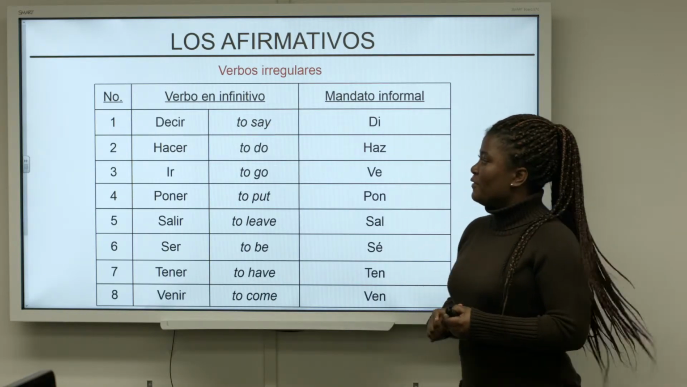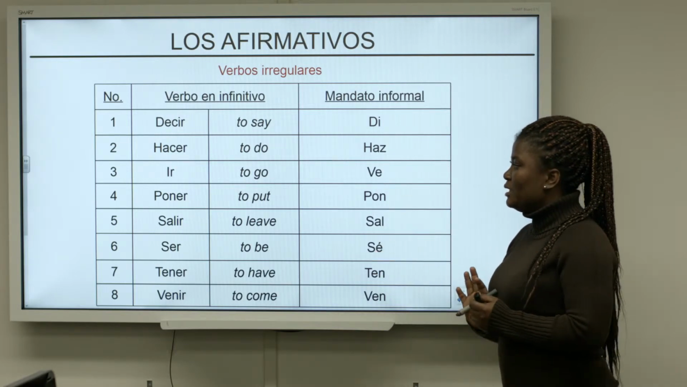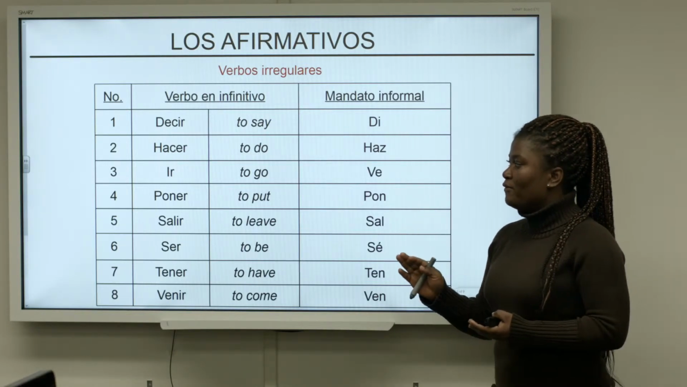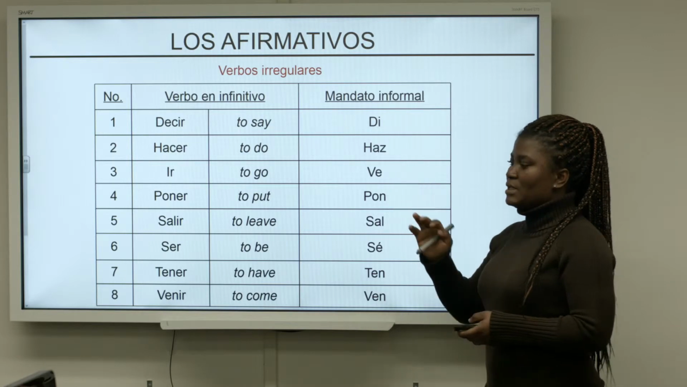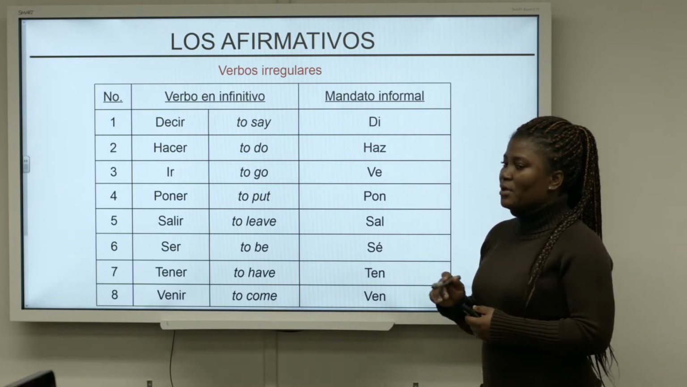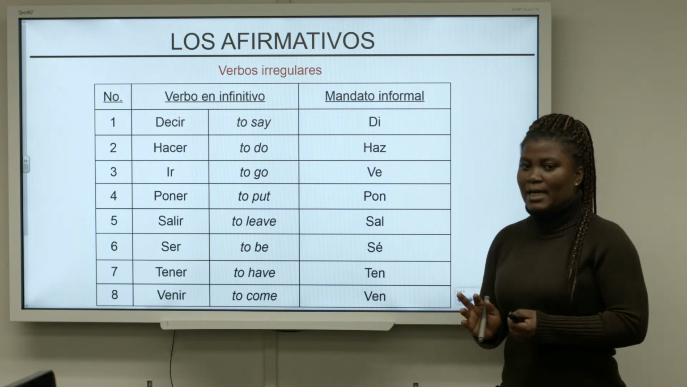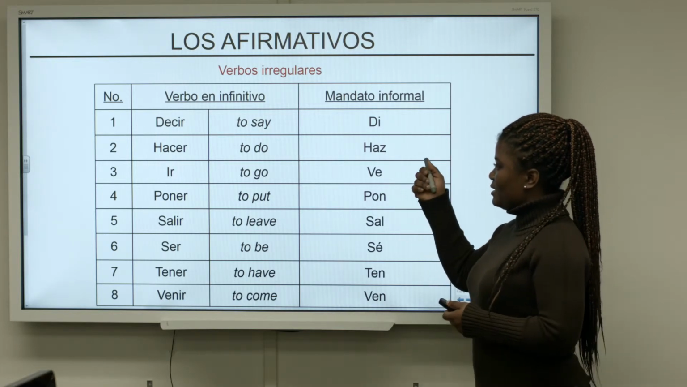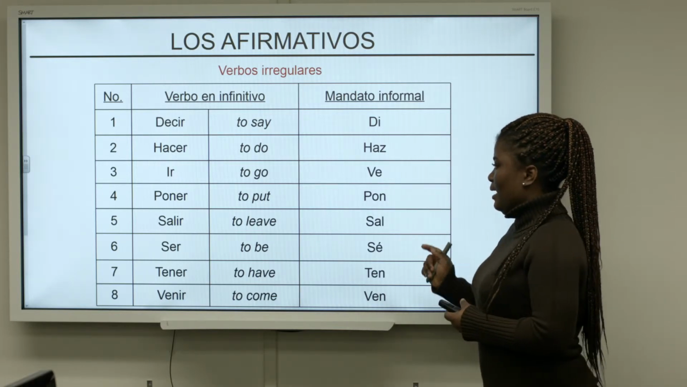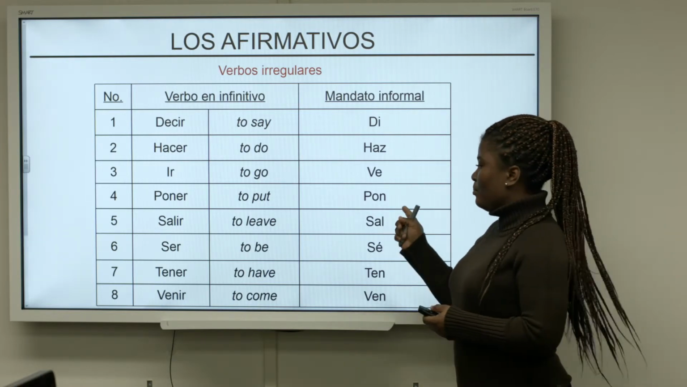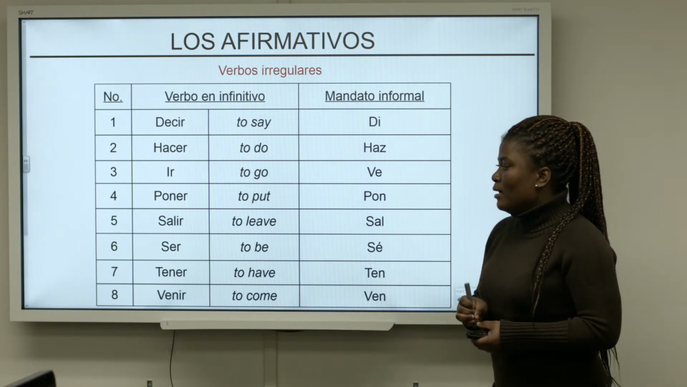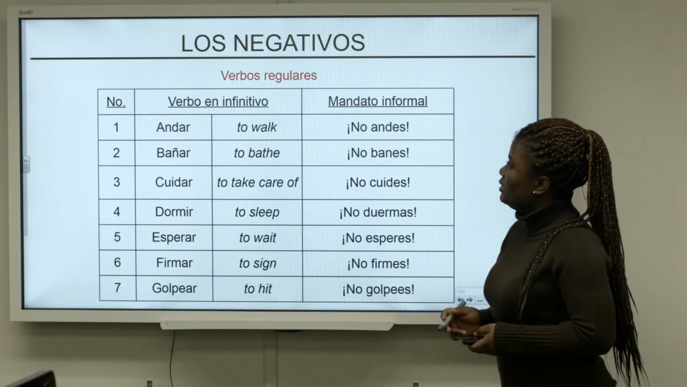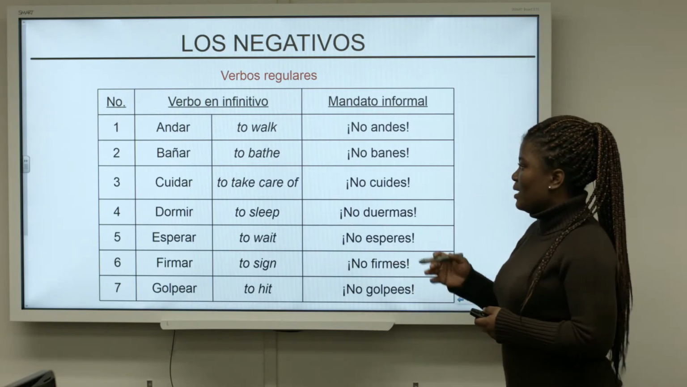Now, moving on to the irregular verbs, we have about 8 of them which are completely irregular. So just be careful so you don't follow the structure of the regular verbs and use the third person singular of the present indicative for these verbs. They do not work. They have their own special types of commands, if I may say. So we have for decir, to say, di; hacer, haz; ir, ve; poner, pon; salir, sal; ser, sé; tener, ten; and then venir, ven.